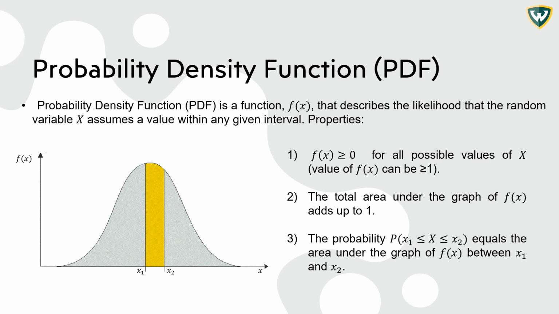Additionally, the PDF itself does not give the probability of any particular value directly. Instead, it gives the probability density, and the probability of a variable falling within a specific interval is found by integrating the PDF over that interval. This integration process calculates the area under the curve between the desired limits.